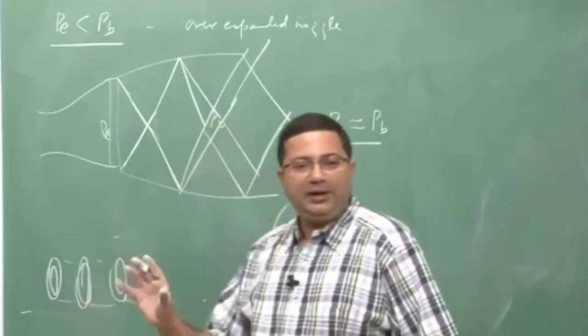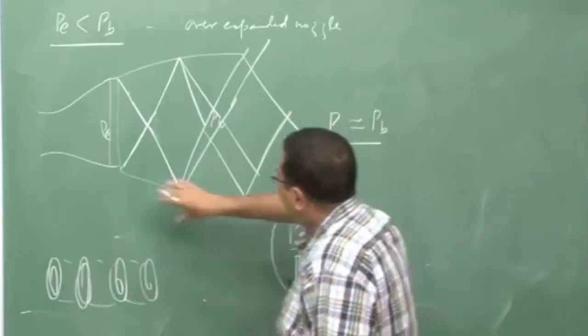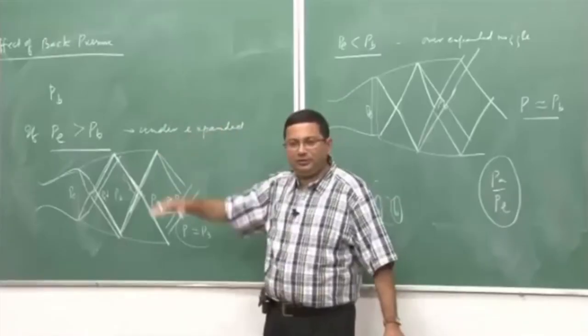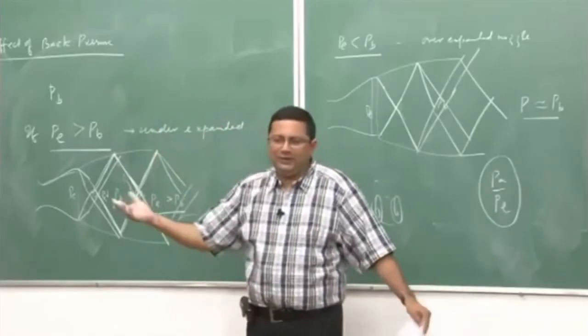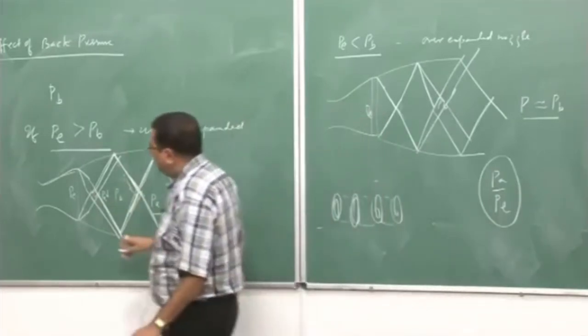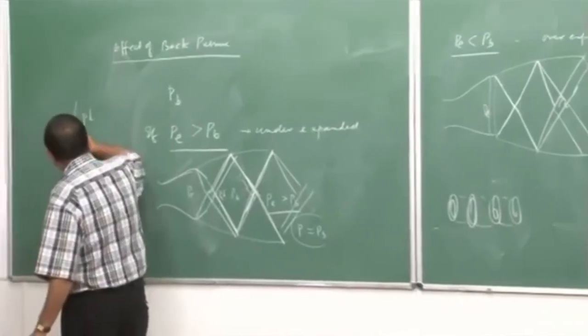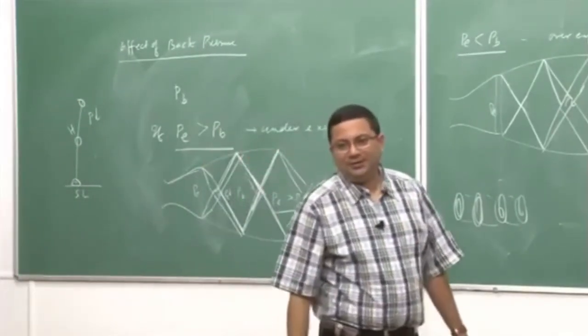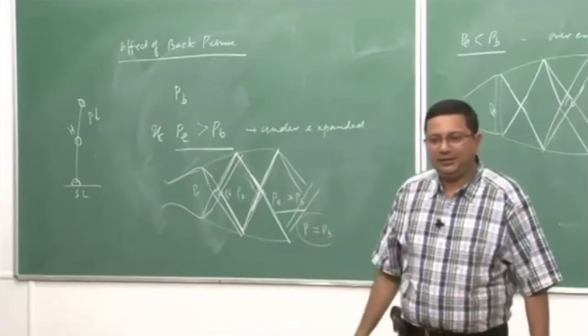Now, let us come to the practical approach. We have to design the rocket for a particular mission. It has to run say for 20 minutes, 20 seconds, 30 seconds, whatever. Should we design it for this point or this point or this point? Where should we put our ideal? Because we designed for the ideal case.